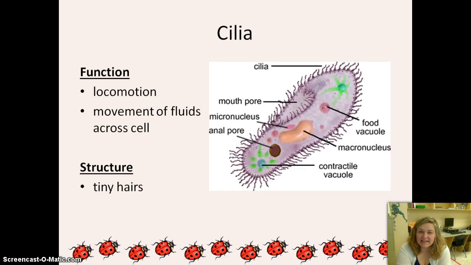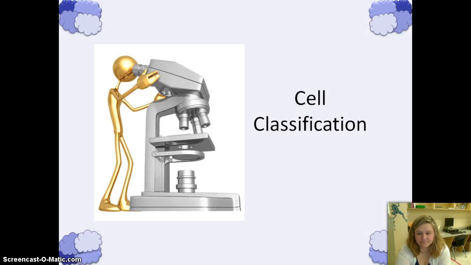And then cilia, they're kind of silly. They're like hairs sticking out. There's usually a lot of them. They're found on bacteria and also on animals. They allow movement of fluids across the cell. They can also help with movement, but not usually as much as the flagella.